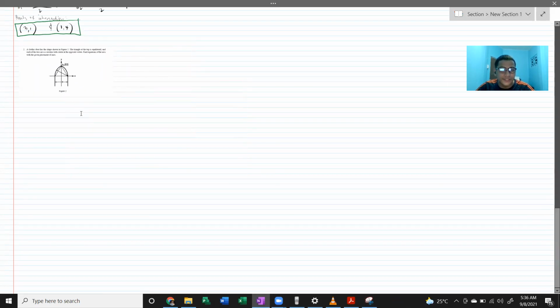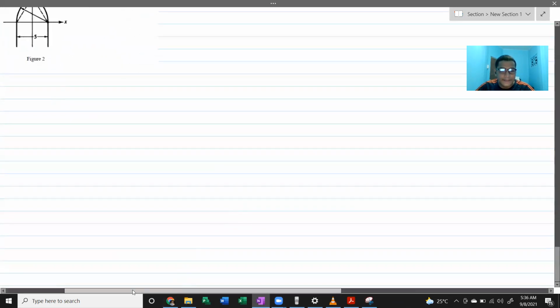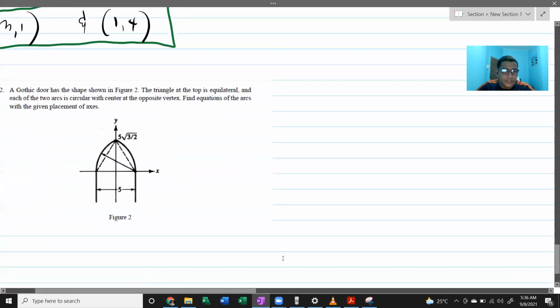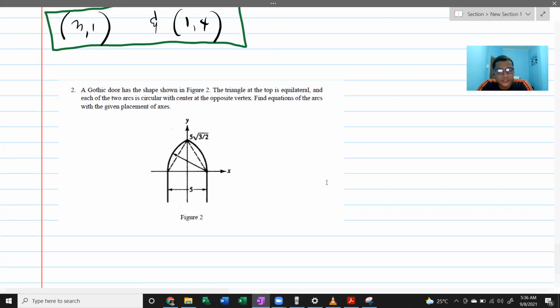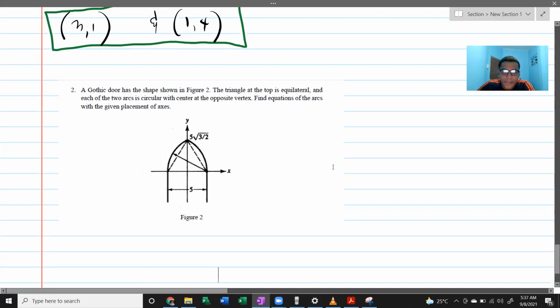Let's just adjust the size. Okay, a Gothic door has the shape shown in figure 2. The triangle at the top is equilateral, and each of the two arcs is circular with center at the opposite vertex. Find equations of the arcs with a given placement of axes. So our goal here is to find the equation of these two arcs here.